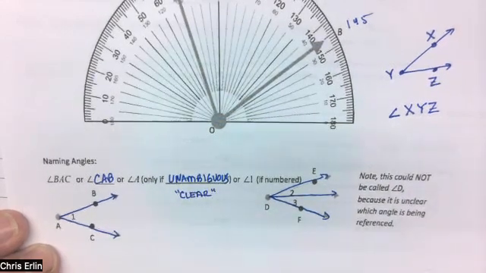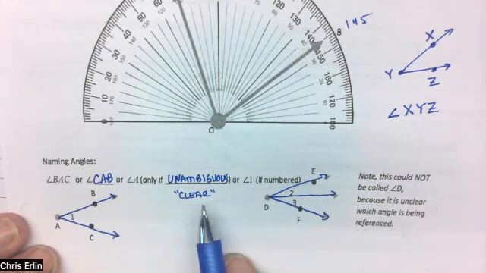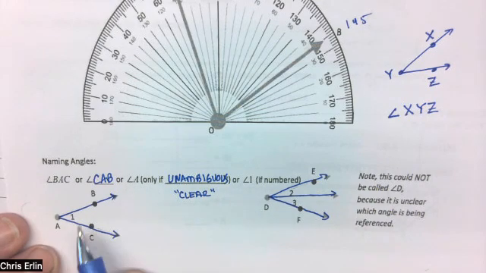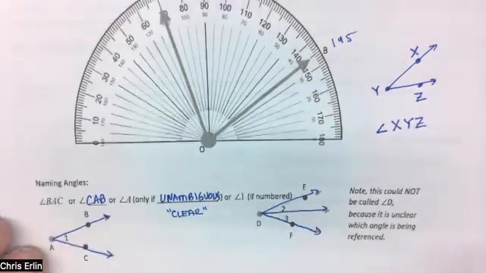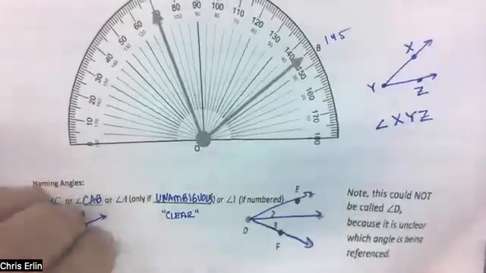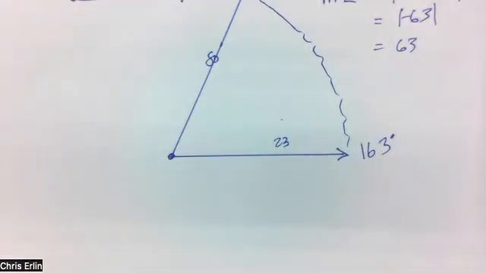If something is ambiguous, it's not clear what you're saying. It can be interpreted different ways. So unless it's totally clear that you're only talking about one angle, you can't use a single letter. If it's numbered, you can use that. Any questions on naming angles? Okay. Next page, please.